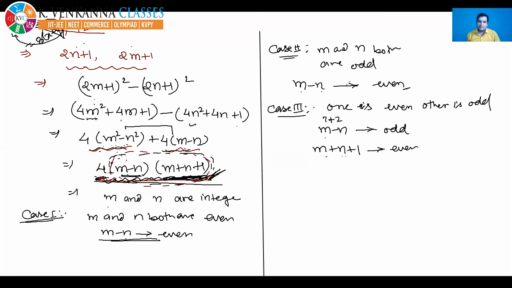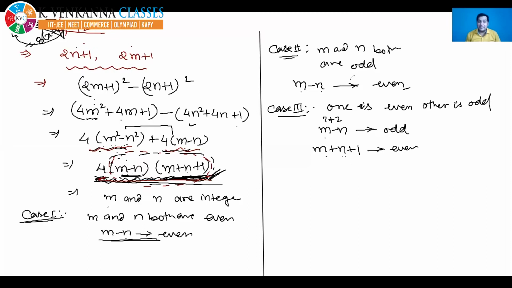See, m plus n plus 1, where does the 1 come from? See here, m plus n plus 1. I am analyzing these cases. Okay. So I have not added 1 from myself. It is provided in the question.